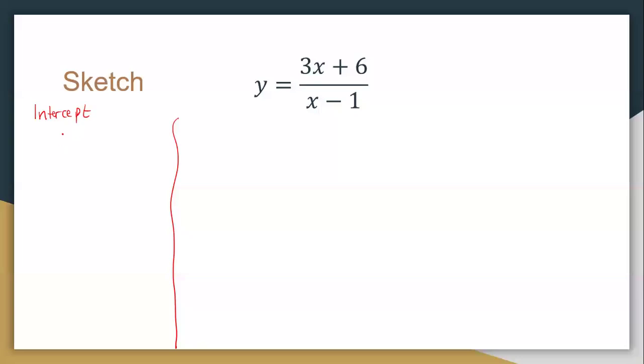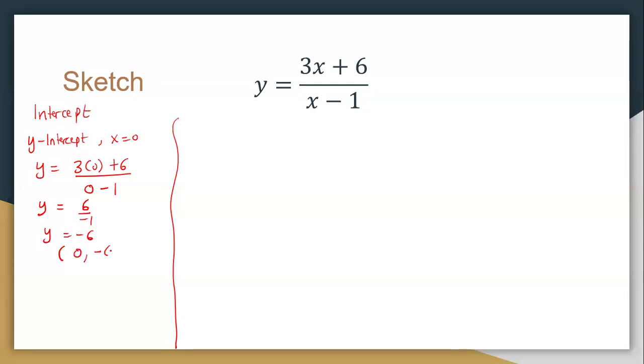So we'll first begin by getting the intercepts. For the y-intercept, we have y equals 3 times 0 plus 6 over 0 minus 1. So we have negative 6. Okay, so when x is 0, y has to be negative 6.